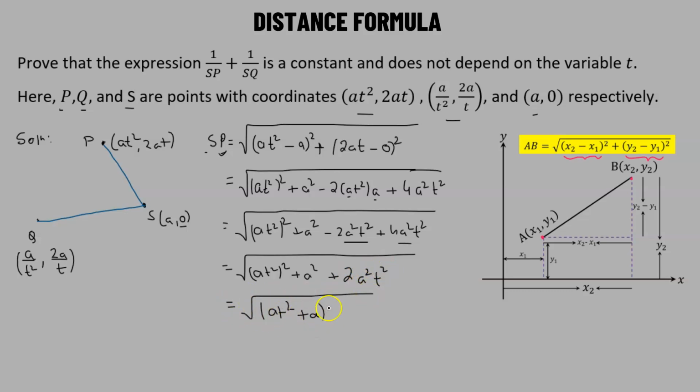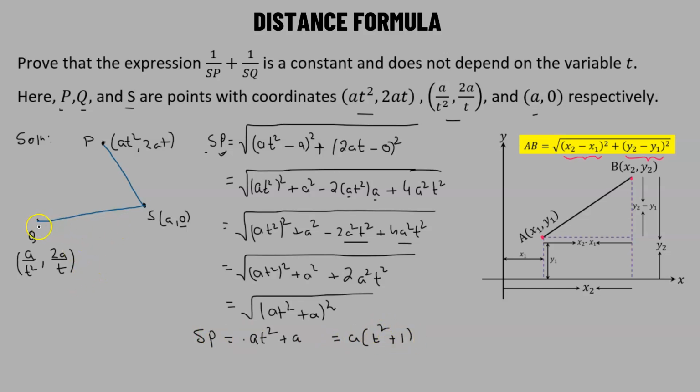It's the expansion of (at² + a)². Now (at² + a)² means it's a perfect square, so we can get rid of the square. This is going to give us at² + a. So that's the length of SP. Fine. So we can take a as the common factor, so we have a times (t² + 1).